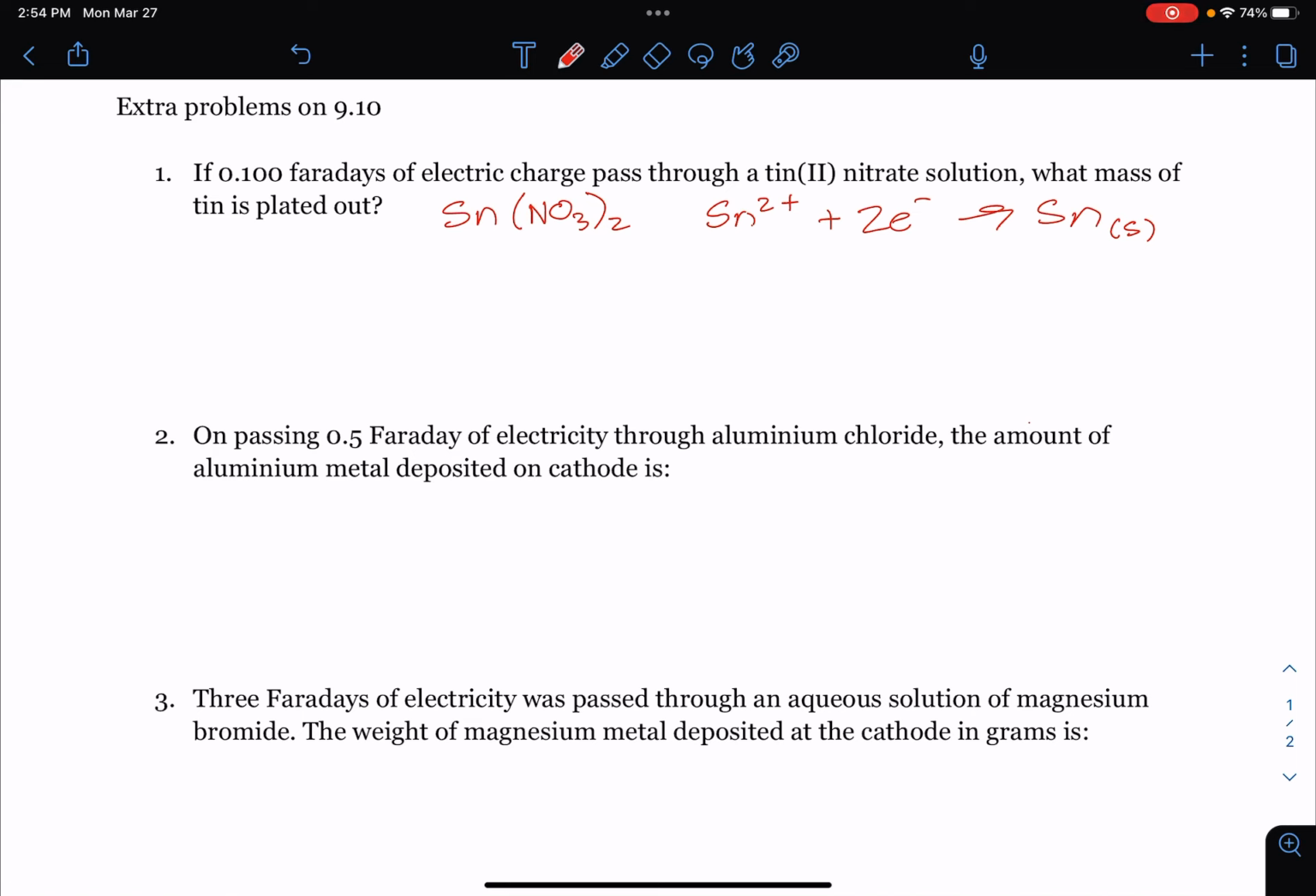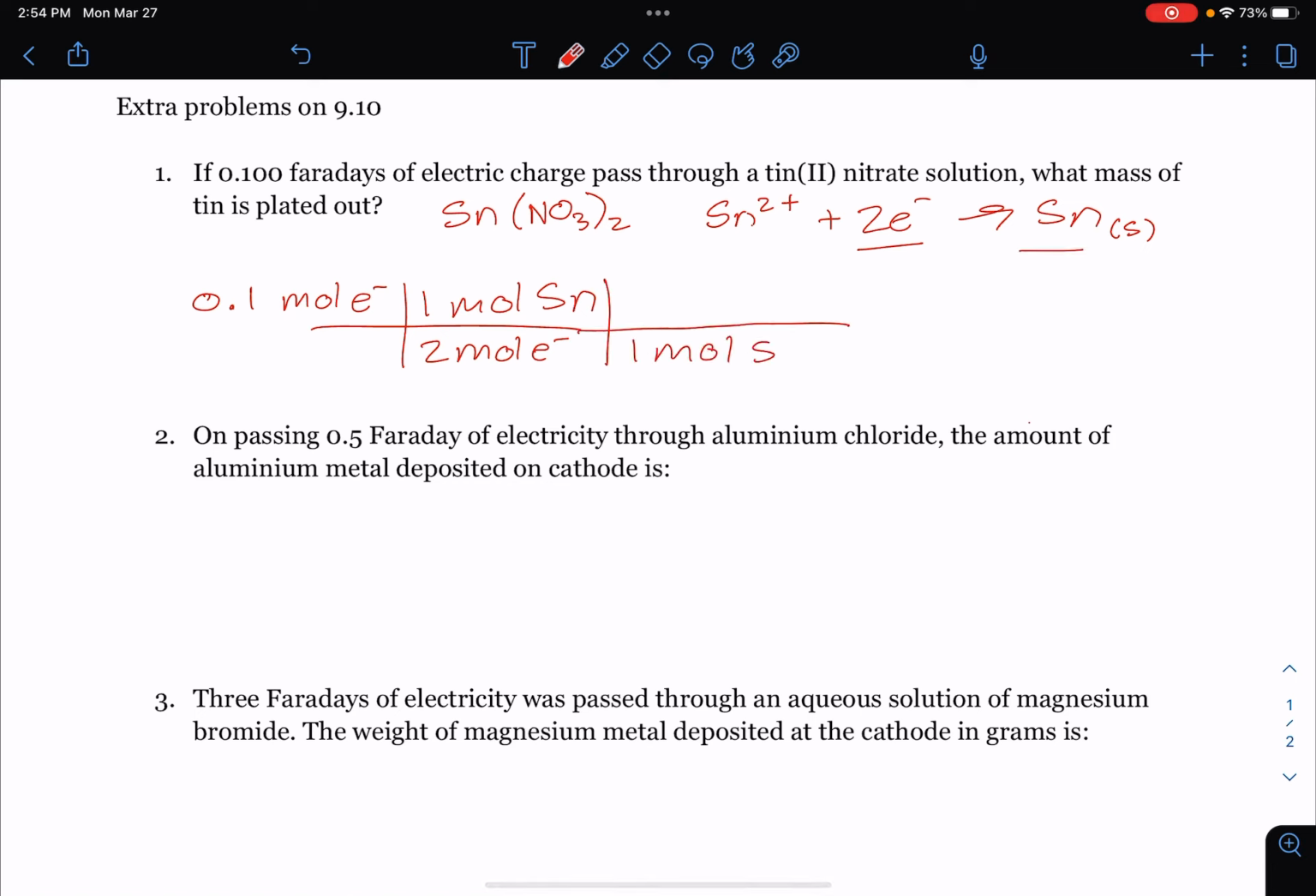So 0.1 Faradays of electric charge means you have 0.1 moles of electrons going through the system. Because of the chemical reaction, for every 2 moles of electrons, we get 1 mole of tin. Here's our mole-to-mole ratio here.